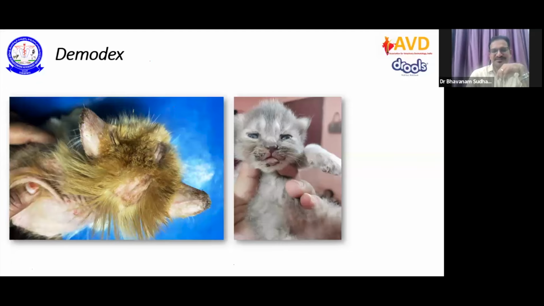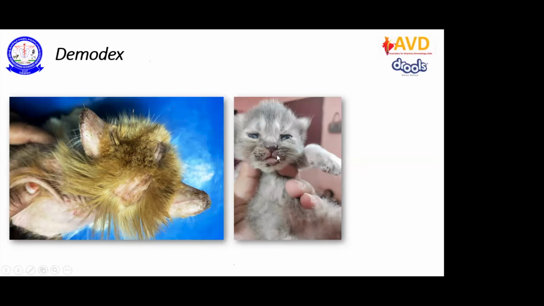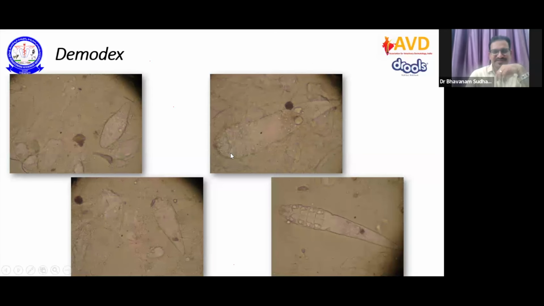Next one is demodicosis. Here also you can see the lesions around the eye and nasal area, muzzle area. You can see all four stages of the Demodex here. Egg stages, full larva. Next one is adult mite. Different stages can be possible here. Sometimes it's difficult to get the adult itself. For that case, eggs are sufficient to identify it.